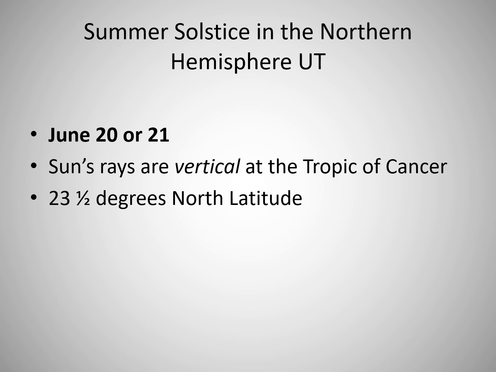Okay, so summer solstice in the northern hemisphere, June 20th or 21st. Where are the sun's rays vertical? You're going to need to know this as well. The sun's rays are vertical at the Tropic of Cancer, which is 23.5 degrees north latitude and runs through Havana, Cuba, just to give you a landmark for a frame of reference.